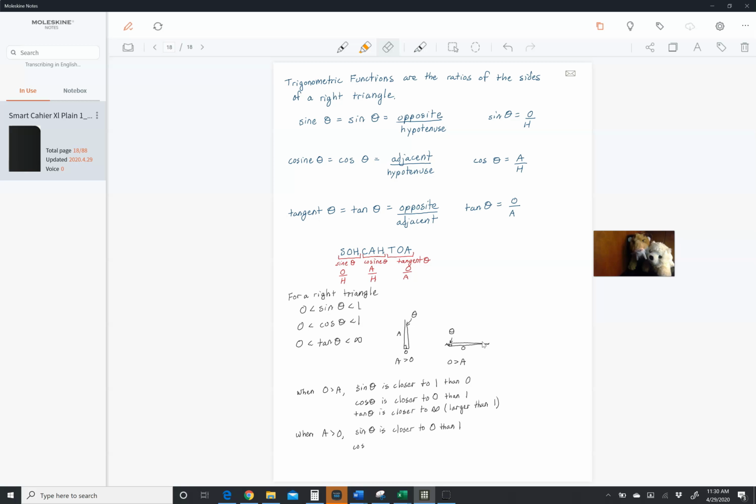The cosine of theta now is going to be closer to 1 than 0. And the tangent of theta is closer to 0, meaning it's less than 1. Okay, it's just giving you some idea as to what's going to happen to sine, cosine, and tangent so that you can look at your answer and say, oh, hey, it's reasonable.